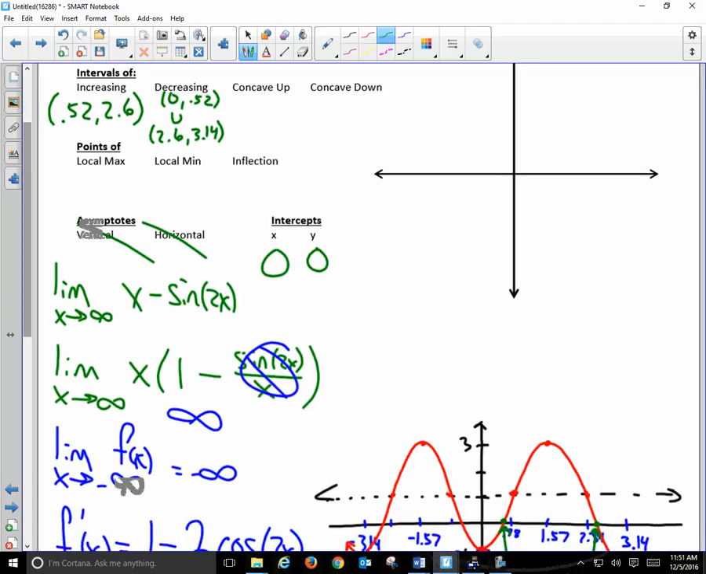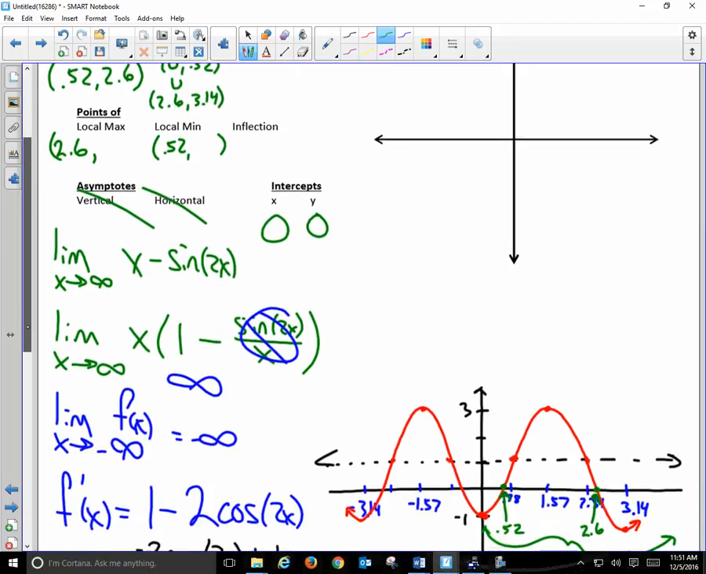Now, here's what's great. Let's determine the local max and local min. Local max is where the derivative changes from positive to negative. Does it ever change from positive to negative? At 2.6. Does it change from negative to positive? At where? 0.52. So we'll plug that in.